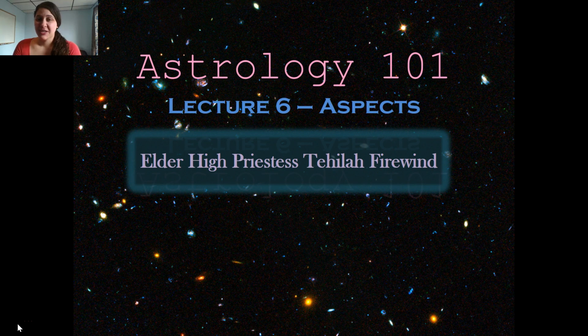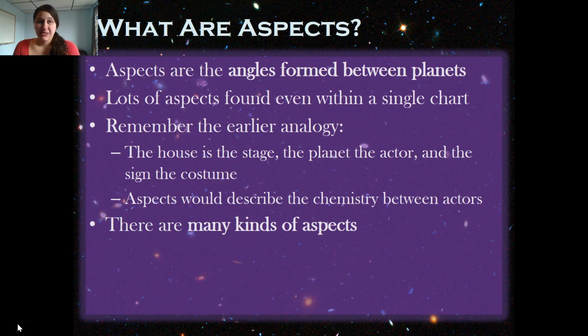This is Lecture 6, and the topic this time is aspects. Aspects are the angles formed between planets, and lots of aspects are found within single charts. If you remember the analogy from the first week, we said that the house is the stage, the planet is the actor, and the sign is the costume that the actor is wearing. In that analogy, the aspects would be like the chemistry between actors.